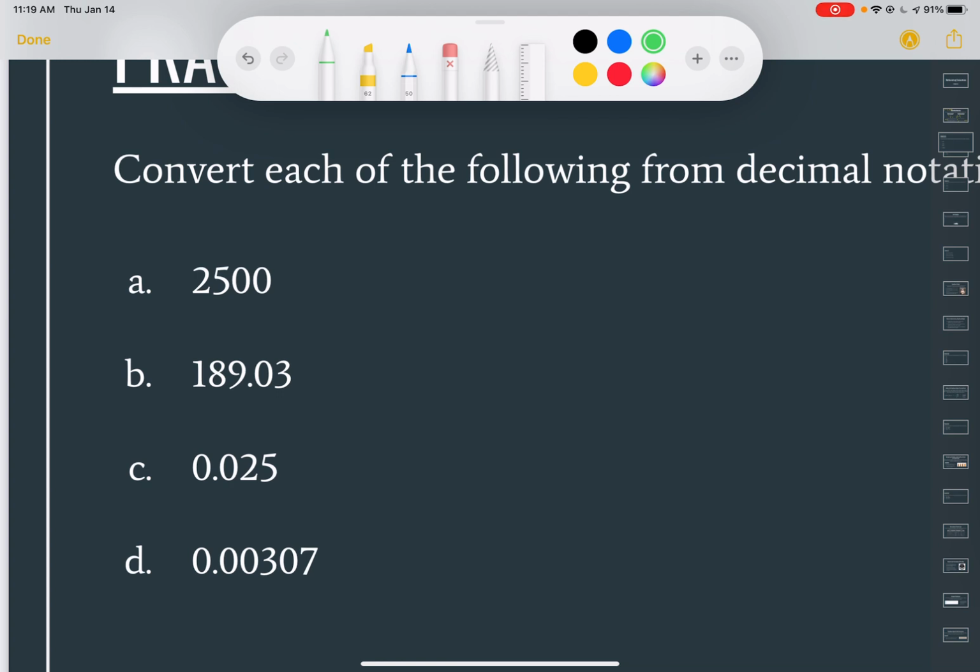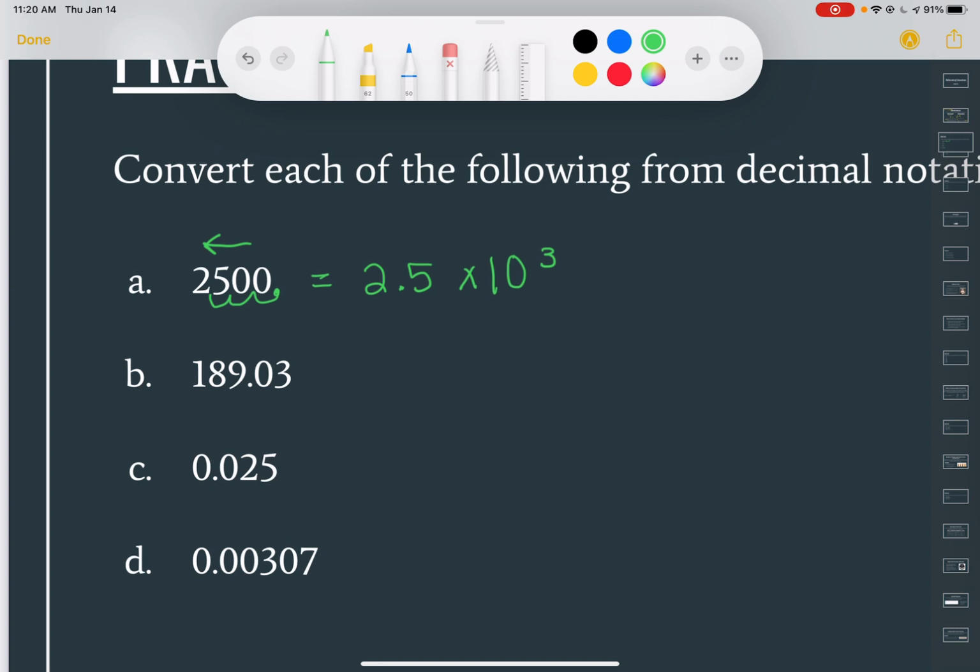So this first number, 2,500, we don't have any decimal. So when we don't have a decimal in the number, we assume it's at the end. We move it 1, 2, 3 to make that number 2.5. And because we moved it 3, we put a number 3 at the top. Remember, it's moving to the left. It's a big number, so it's not negative. Think of small numbers. We put the negatives.